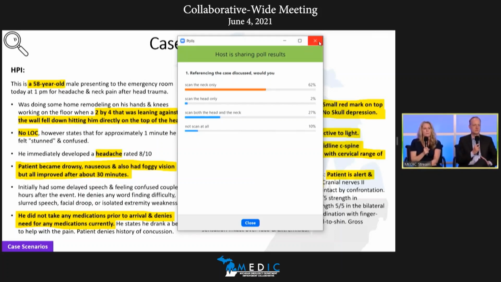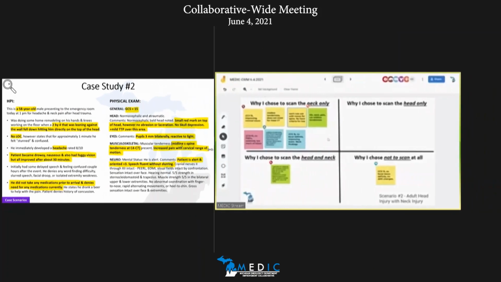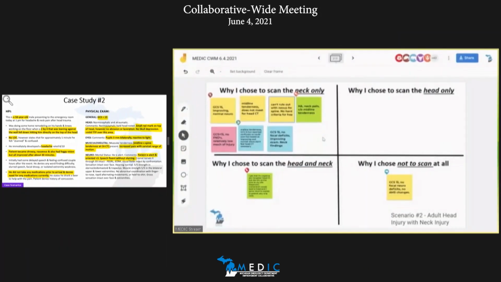Let's move to the Jamboard here and see some of the comments as to what the people's reasoning is for making these decisions. Man, are those small. I chose to scan the head and neck. I'm kind of interested about that. That alcohol, I love that. That one beer thrown right in. Can Megan or Anna read that green one on the lower left? It looks extensive, and I'm sure there's great reasoning in there.